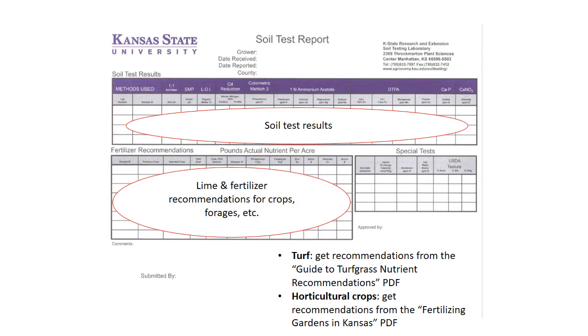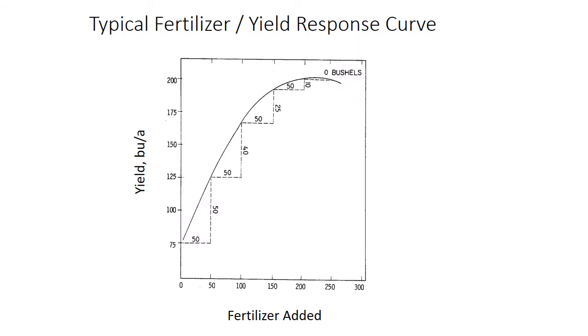And if you are doing turf, you can get recommendations using the Guide to Turf Grass Nutrient Recommendations PDF, which was one of the recommended readings for this lecture, or one of the assigned readings. And for horticultural crops, you can also get recommendations based on your soil testing results by using the tables in the extension publication called Fertilizing Gardens in Kansas. Also one of the assigned readings for today.